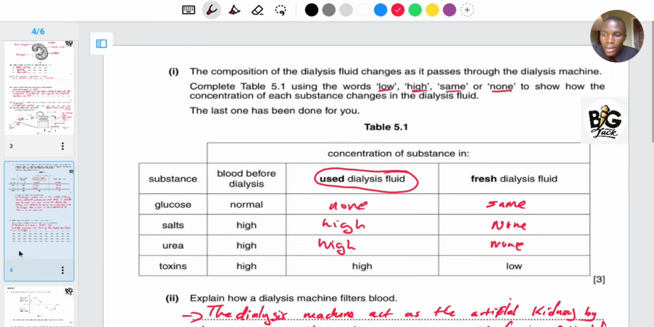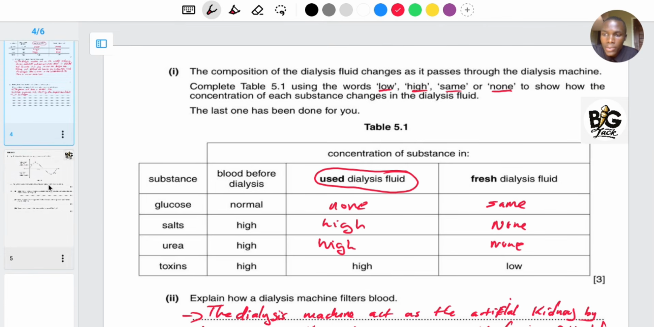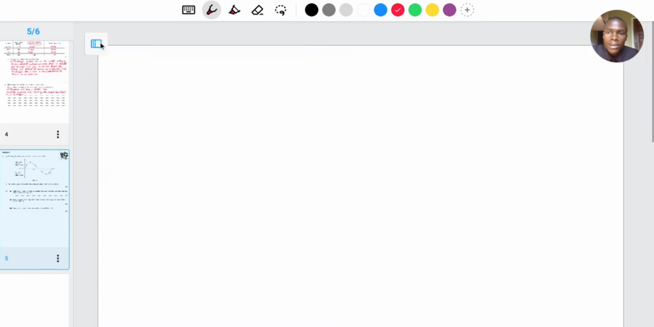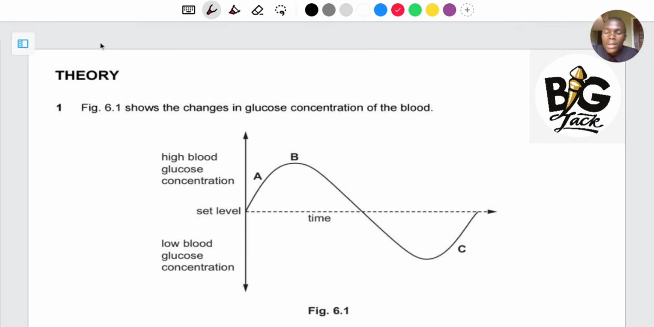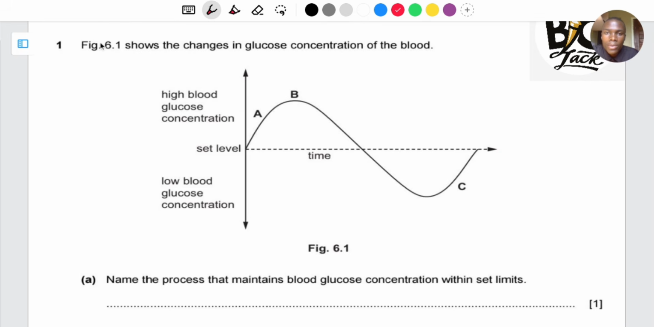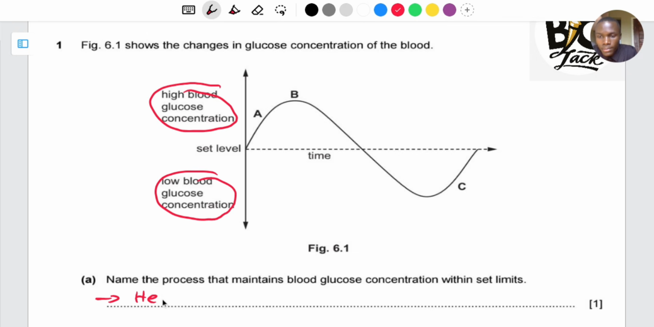Okay, so let's see the last question. This is also an important part that you need to understand. It is saying figure 6.1 shows the changes in glucose concentration of the blood. So we have high glucose concentration here and low glucose concentration here. Name the process that maintains blood glucose concentration within set limits. This one is called homeostasis, because homeostasis is the process of maintaining the internal constant environment. When there is a change, you maintain. So in this case, we're going to say homeostasis.